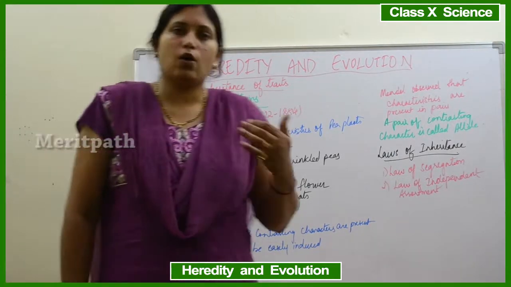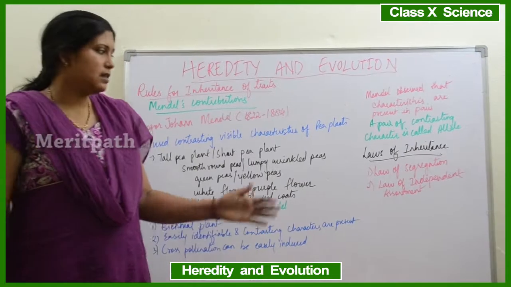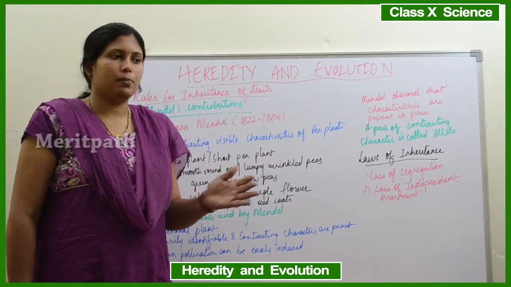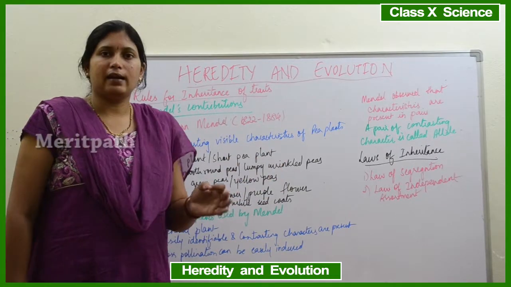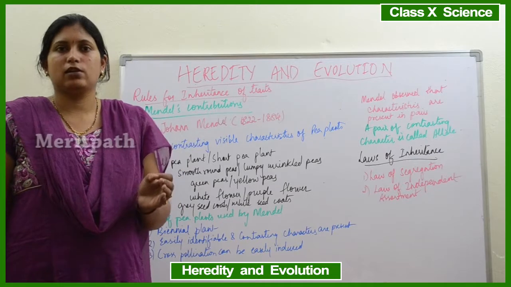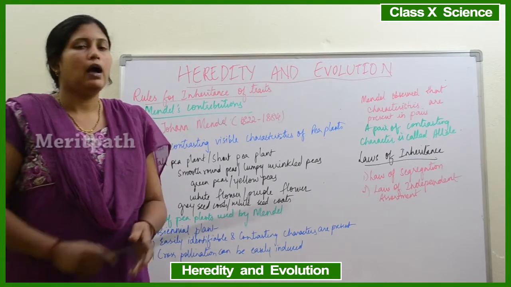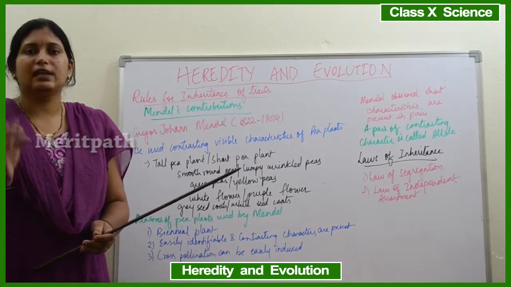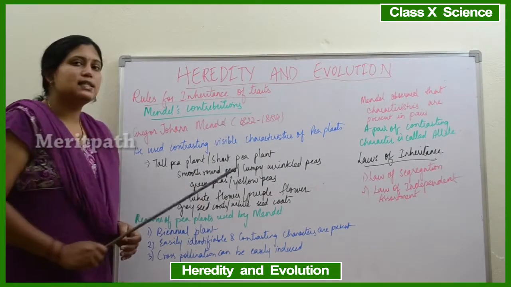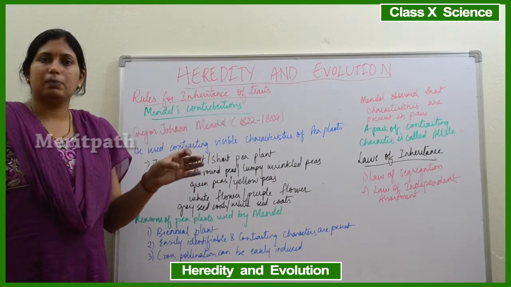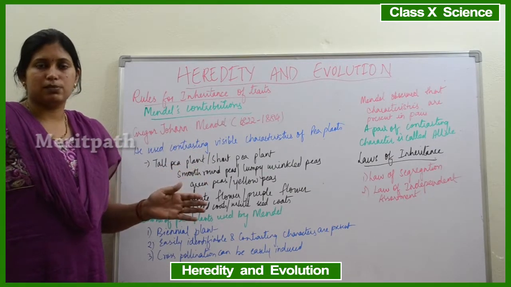And then what is the law of independent assortment? Alleles of different characters separate from each other during the gamete formation. That was his second law. So now let's see what all experiments he did on the pea plants and what were the results of those experiments.